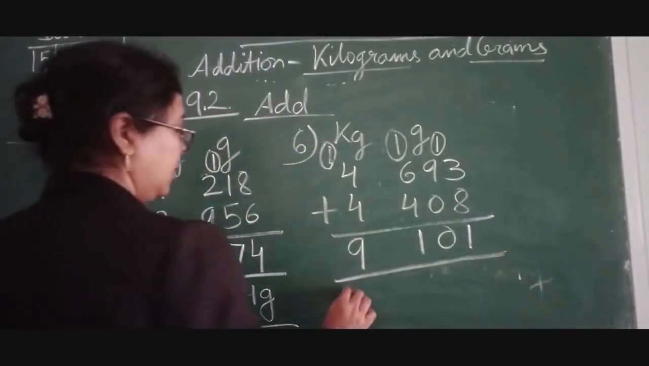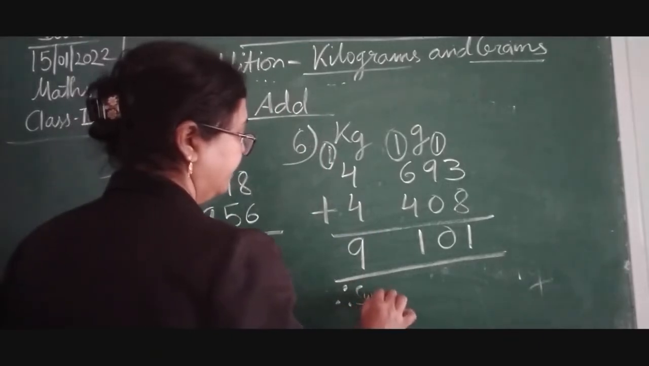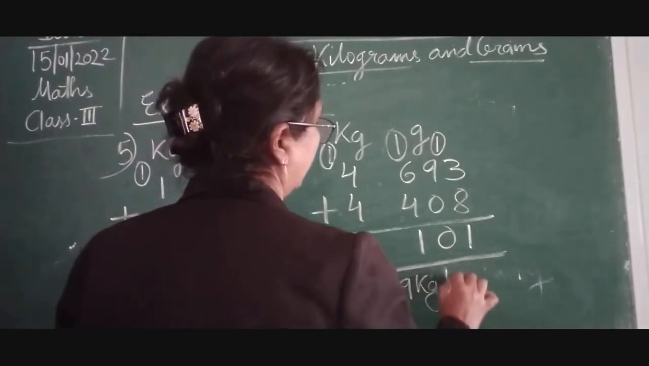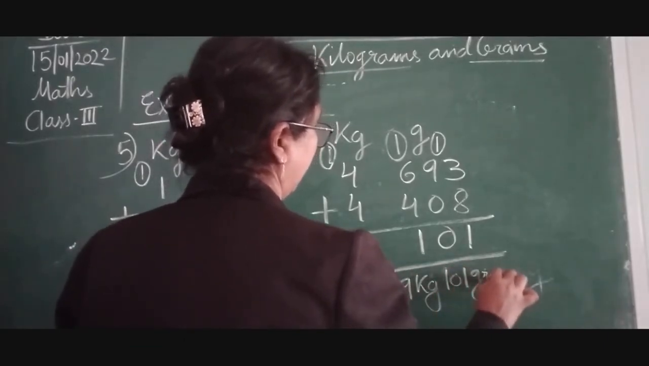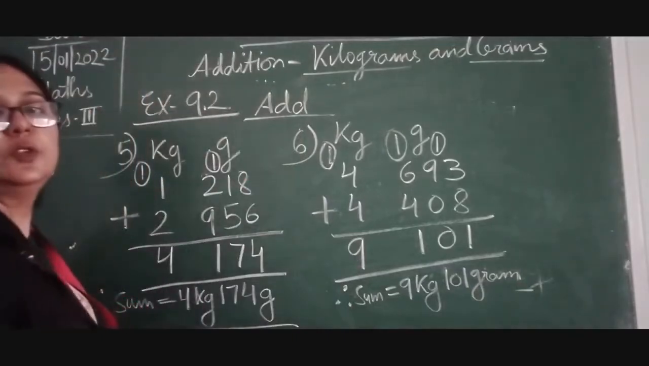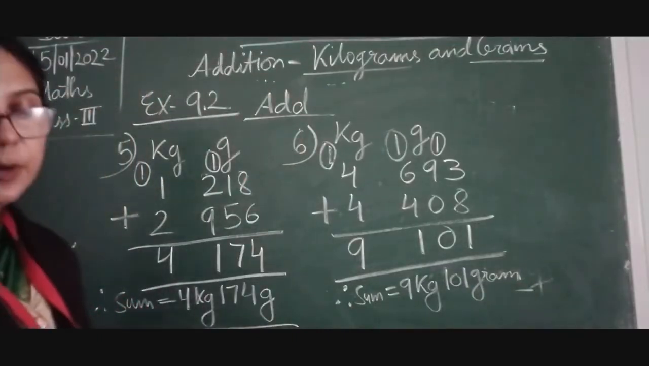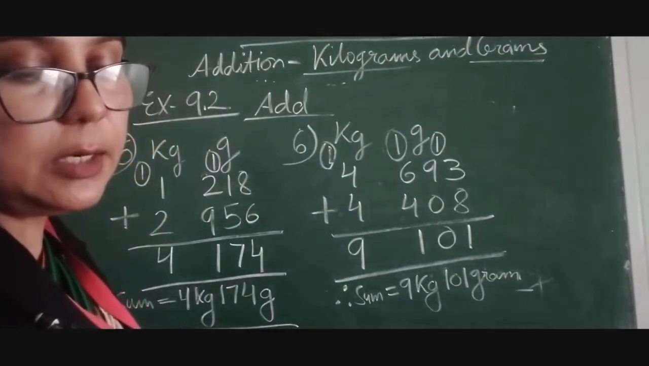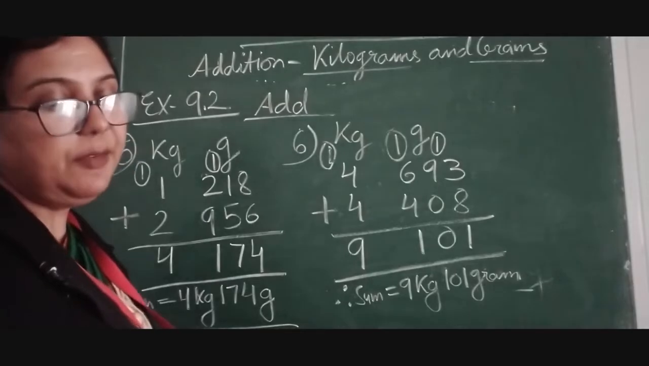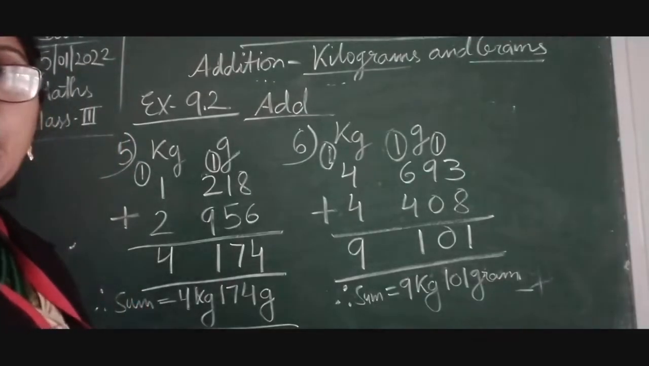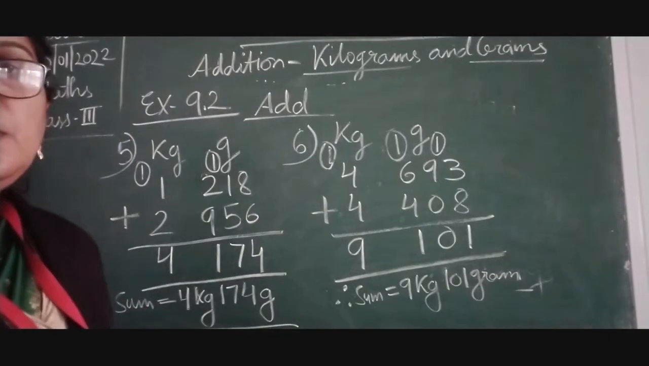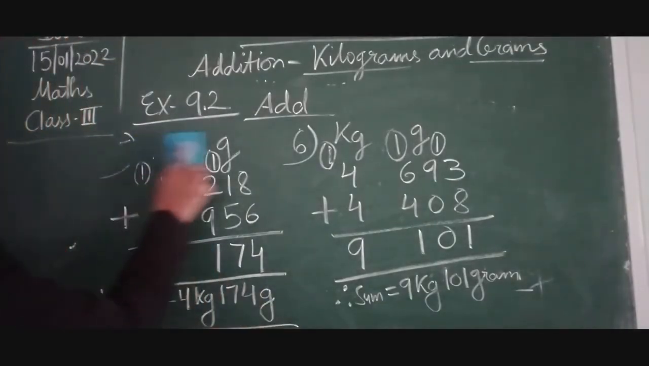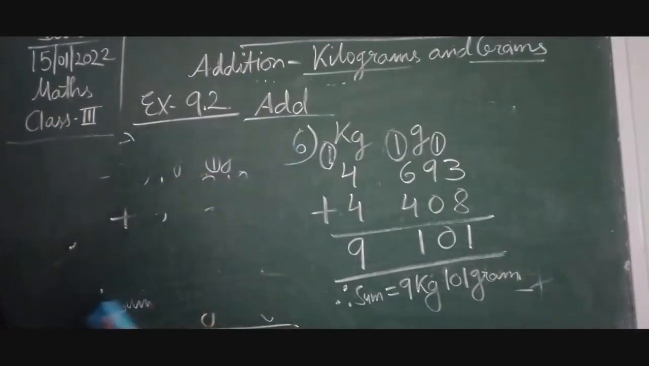So now therefore sum equal to 9 kg 101 gram, okay. So let's complete it, 5 and 6 number question. Now after that we will do next question, that is 7 and 8, okay. So 7 and 8 number question we are going to do.